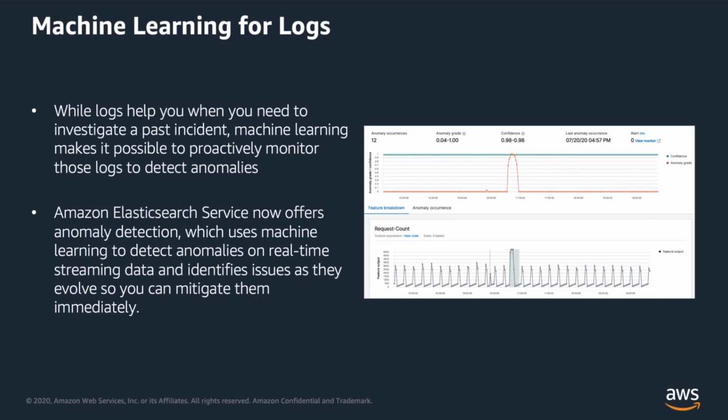And Amazon Elasticsearch service now offers such an anomaly detection feature, which is built around the Random Cut Forest algorithm. And it's able to learn patterns in your data in real time, and it's able to output a couple of things.